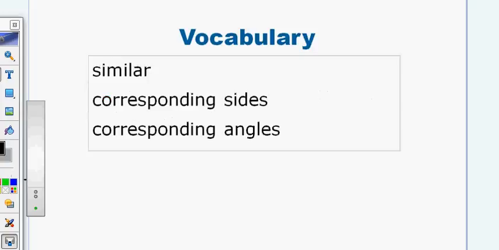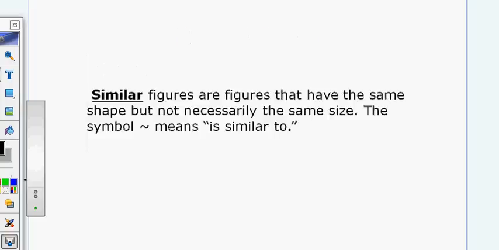The vocabulary words are similar, corresponding sides, and corresponding angles. Now these are vocabulary words that were covered in 6th grade content, so you can look back at that material, but it is in our textbook to go over the phrases. But similar figures. Similar figures are figures that have the same shape, but not necessarily the same size. The symbol, and I will circle that for us, this symbol means it is similar to.